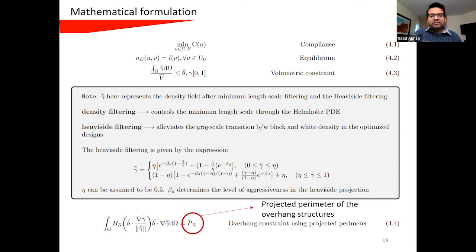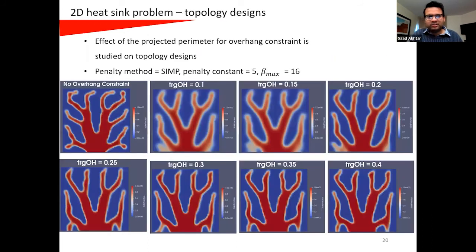This projected perimeter is a very important parameter, and there are currently no real guidelines in the literature as to what value we should use for it. Does it scale well with the target volume or with the volumetric constraint of the problem? These are some of the problems that we had to face, and I want to talk about these problems in a bit.